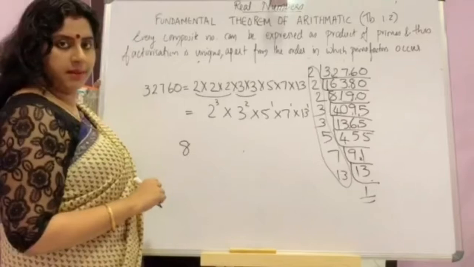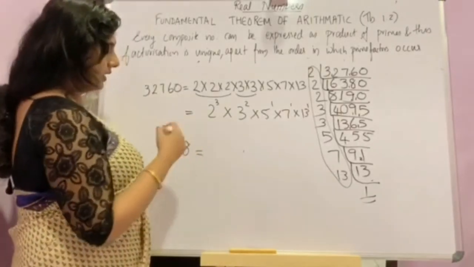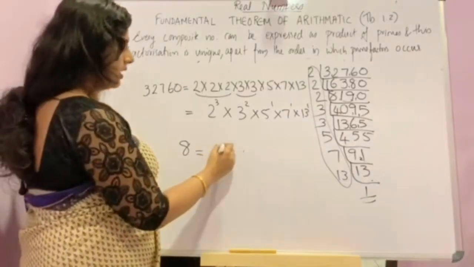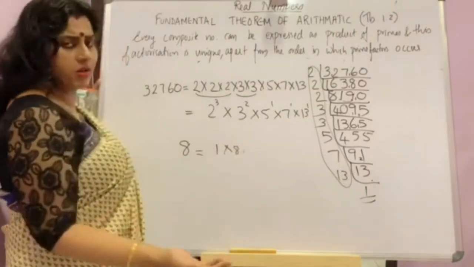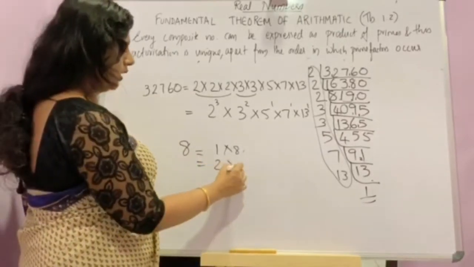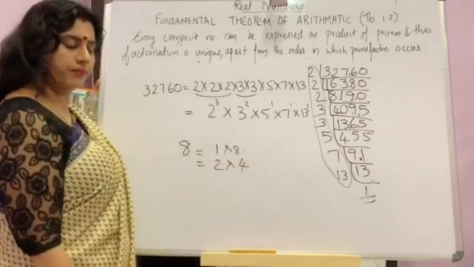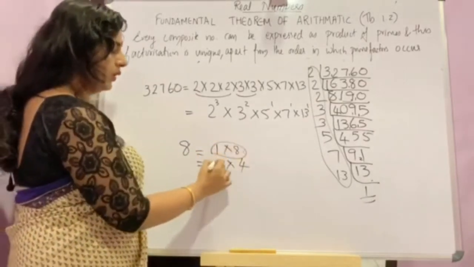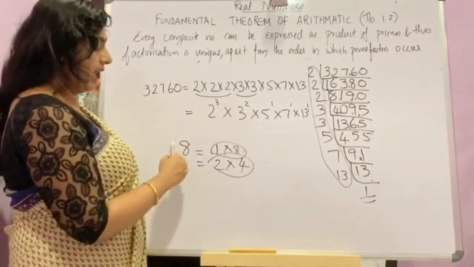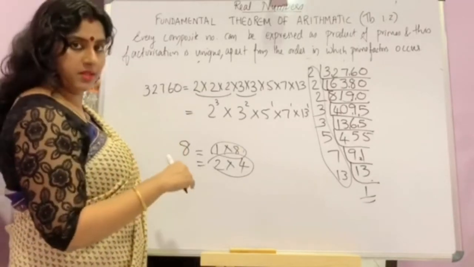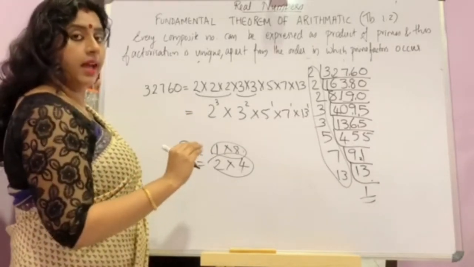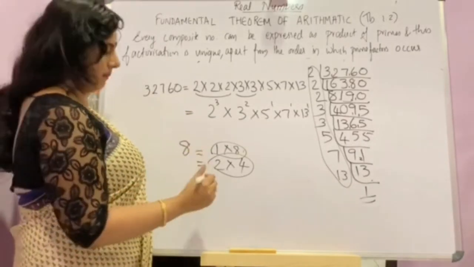8 is a composite number. If I am not factorizing it with prime numbers, I can write it as 1 into 8, which is not a prime factorization. Or someone else will write it as 2 into 4. So this is not unique. But if you are writing it as a product of primes, then anybody who writes the answer will get the same.